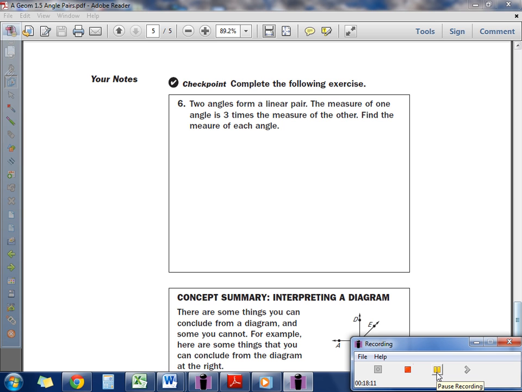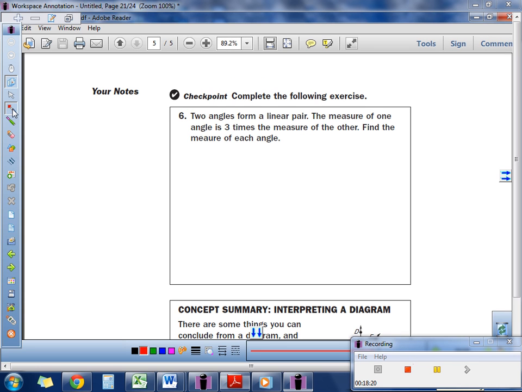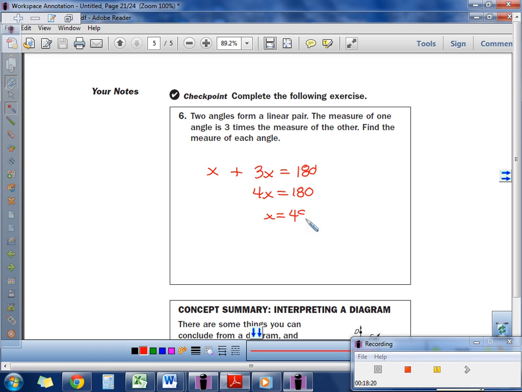For the last one, we have 2 angles that form a linear pair. The measure of one angle is 3 times the measure of the other, meaning that one angle is an x, and the other angle is 3 times that value, meaning they will add up to 180 degrees. 1x plus 3x is 4x. Divide by 4 on each side, and you get 45. When you substitute that back into each of these expressions, you're going to get that one of them is 45, and the other one is 3 times 45, which is 135. So I could just note it like this: 45 and 135.